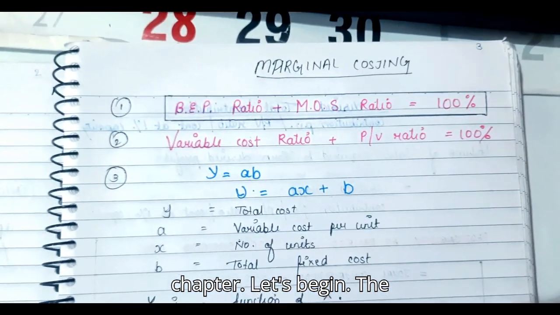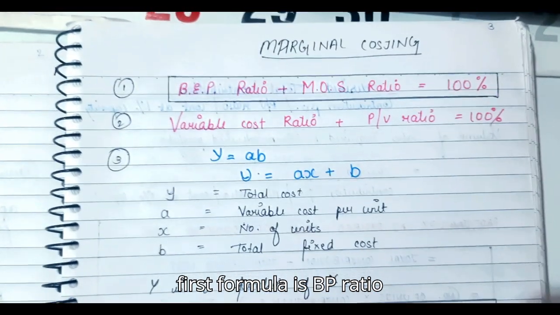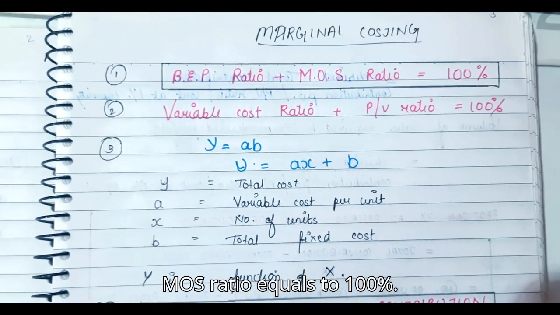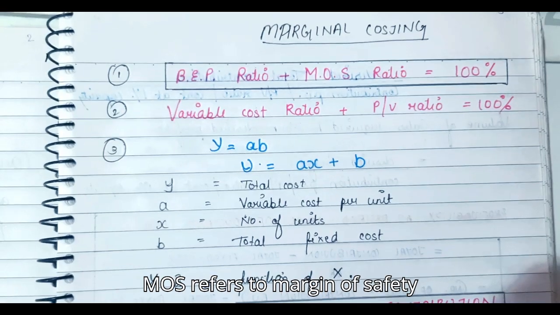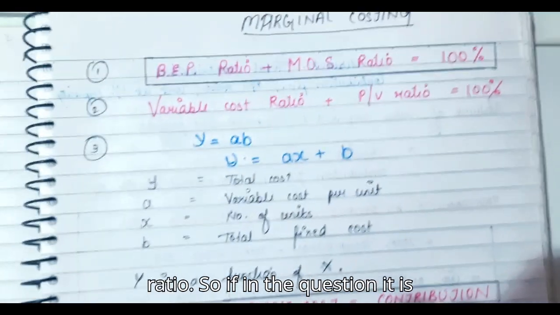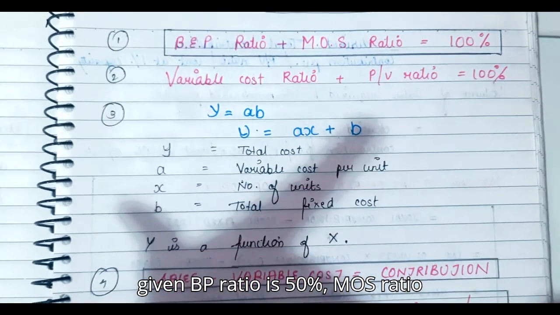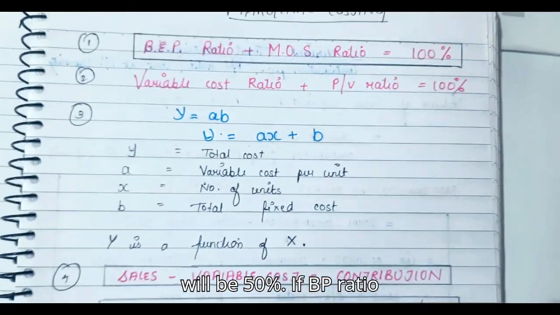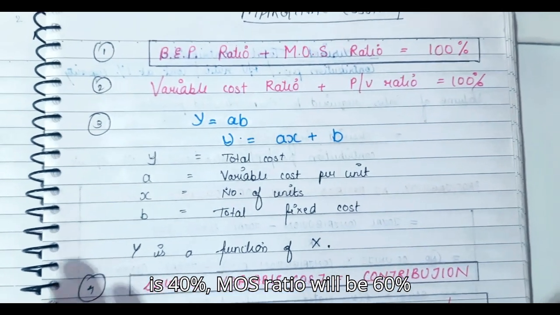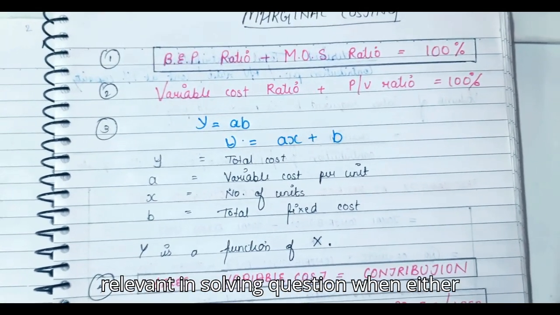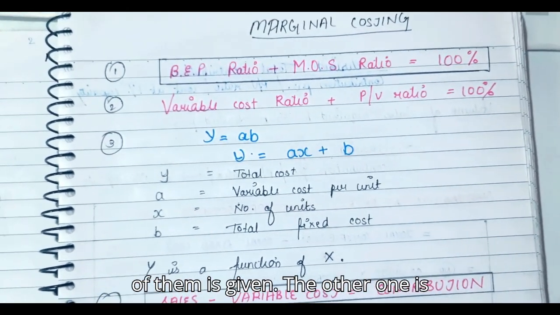Let's begin. The first formula is BP ratio plus MOS ratio is equal to 100%. MOS refers to margin of safety ratio. If in the question it is given BP ratio is 50%, MOS ratio will be 50%. If BP ratio is 40%, MOS ratio will be 60% and vice versa. It is very relevant in solving questions when either of them is given.